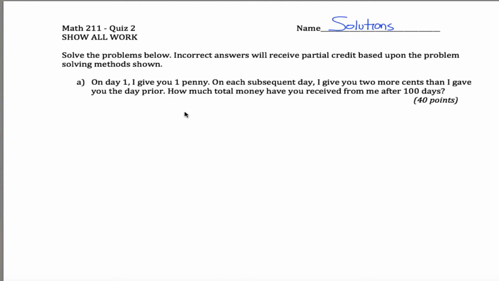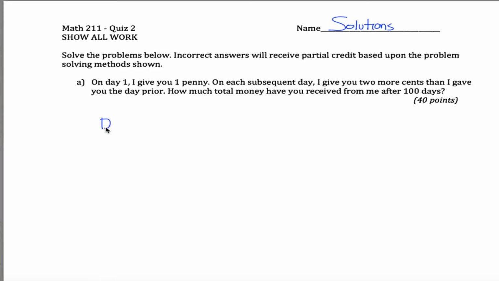Okay, here are solutions for quiz 2 for Math 211. The first problem says that on the first day I give you 1 penny, and each subsequent day I give you 2 more cents than I gave you the day prior. Okay. And what makes it challenging is it asks about how much total money have you received from me after 100 days. So not how much money did you receive on the 100th day, how much total money had you received by the end of the 100th day.